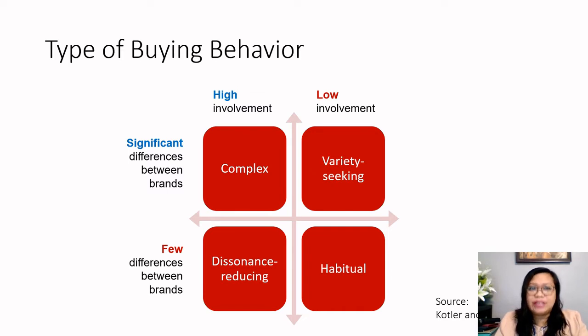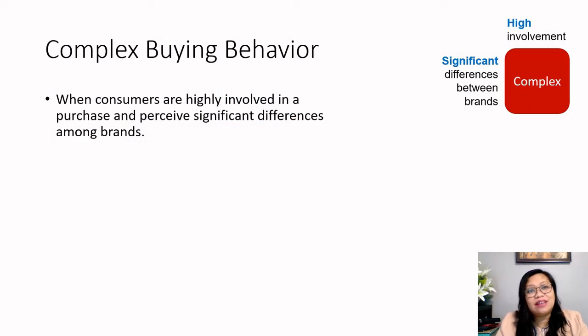Now, when we say involvement, on the other hand, it's how much time and effort you put into the buying decision process. You may gather much information about the product, you ask your parents, your friends, you patiently read the reviews, you search for information on the internet, which may take you a bit long before you make a decision. Now let's talk about each of them, beginning with the complex buying behavior.